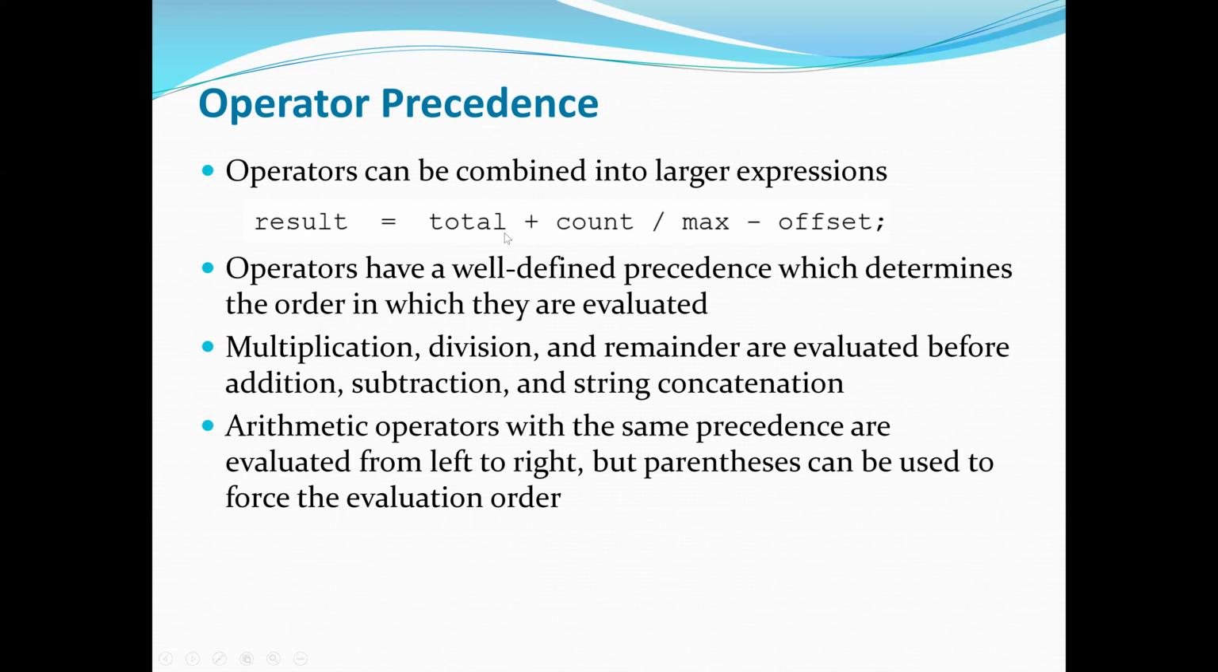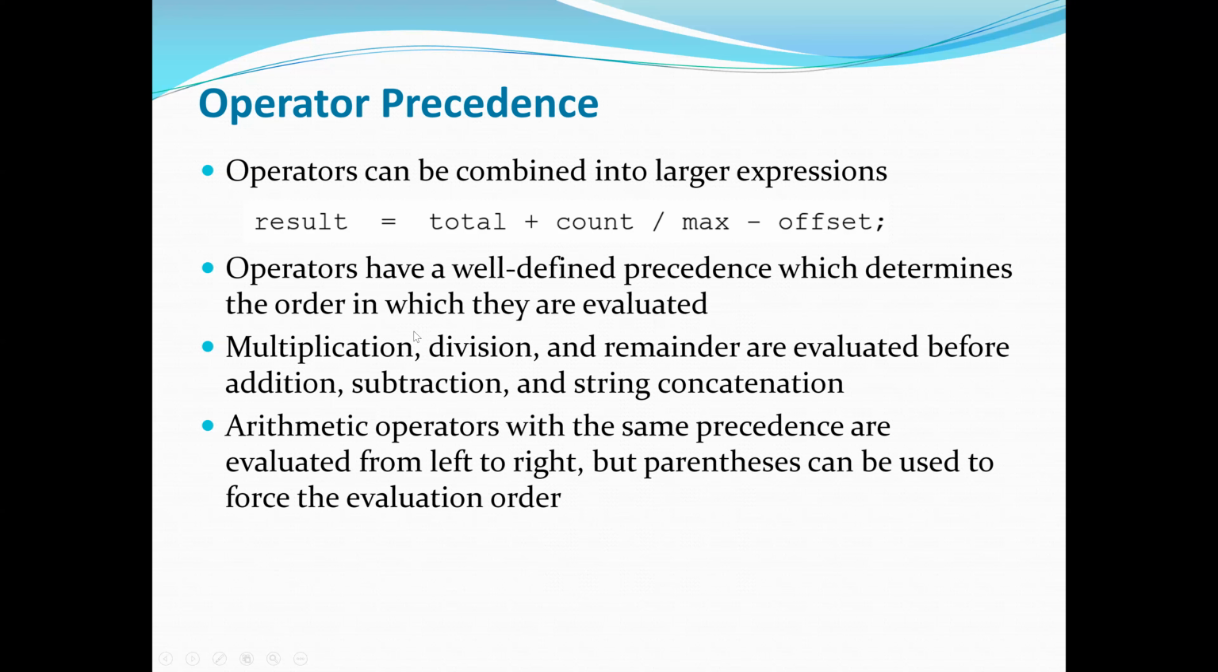So here, let's assume these are our variables: total, count, mass, offset. They consist of values. So which operator will execute first will be division. After division, then from left to right, addition, subtraction. So here we see operators have a well-defined precedence, which determines the order in which they are evaluated.